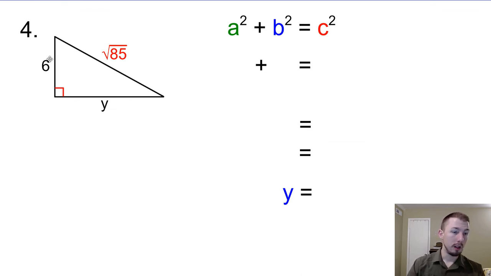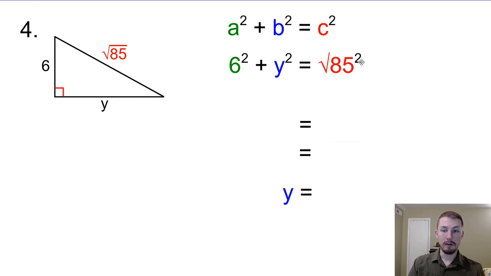The shortest side I usually do is a, by the way. So that would be 6 squared plus y squared is equal to radical 85 squared. Now what happens when we square a radical? Well, radical 85 squared, basically the 1/2 power times 2, is just going to be the first power. They undo each other, so it's just going to be 85 on this side.